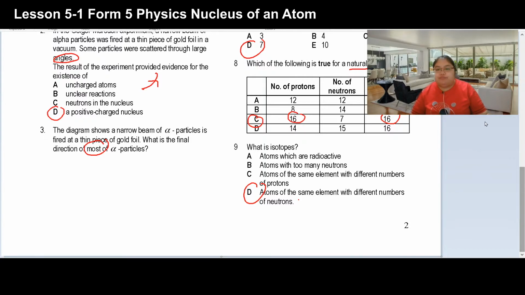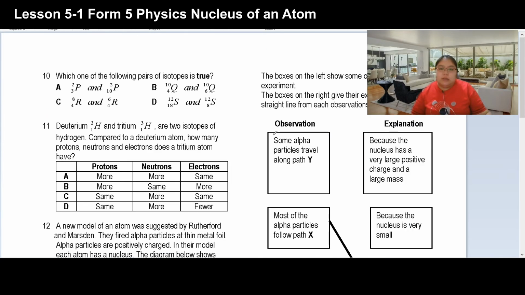Okay, number 3 first. Let's see number 3, question 10. Which of the following statements about isotopes is true? So we find out which one is isotope first. Okay, the proton number must be the same. So we go and check where the proton number is the same. So 4 and 4, 3. Okay, this one is out. So this one is out. So the answer should be C. You just find the proton number.